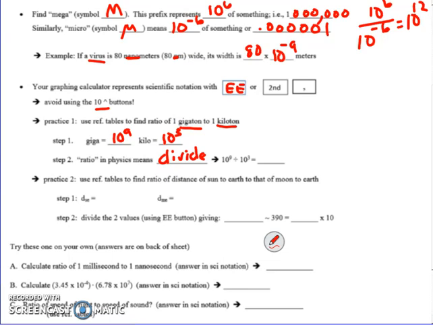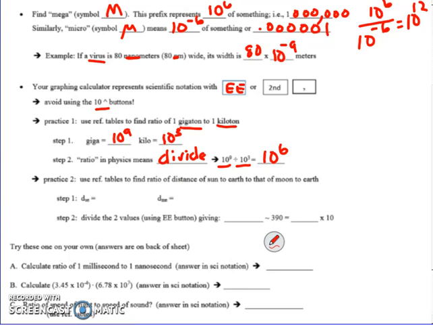So in this case, if we're doing a ratio of a giga to a kilo, a giga is 10 to the ninth, a kilo is 10 to the third. Divide them. We should be able to do that in our head. And that's 10 to the sixth. So a gigaton is 10 to the sixth times bigger than a kiloton. In other words, 1,000,000 times more.